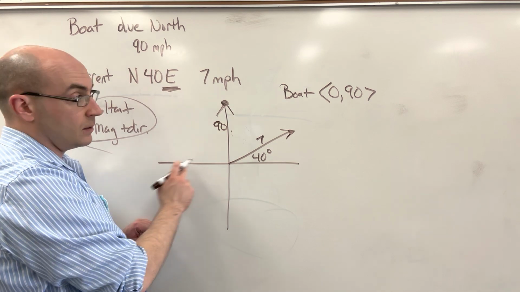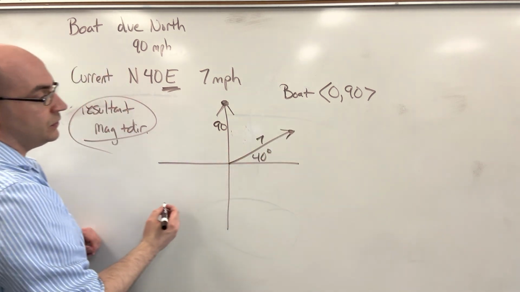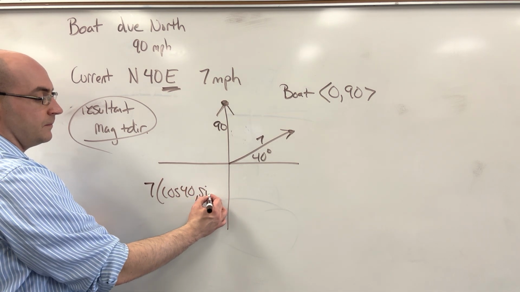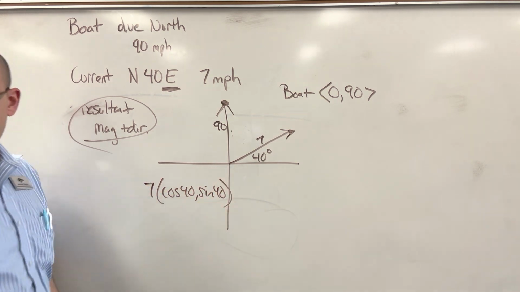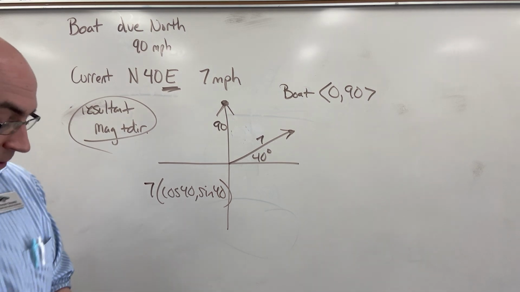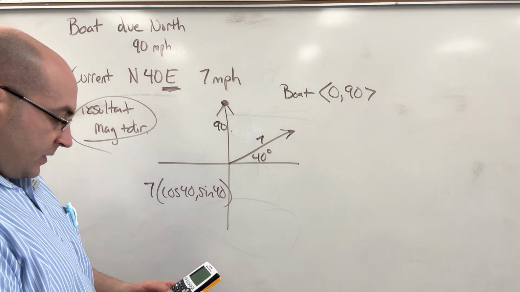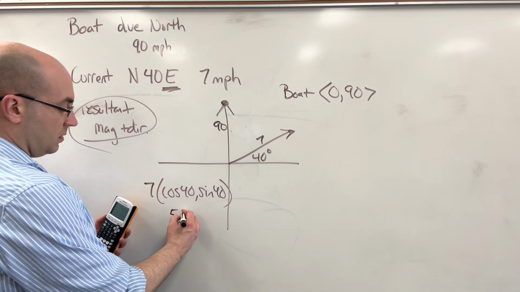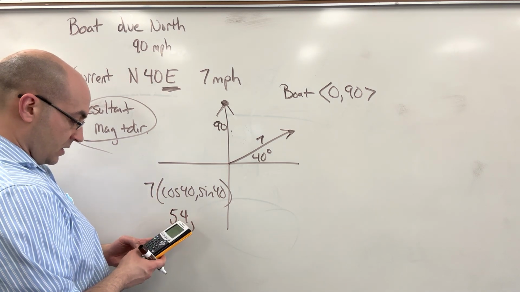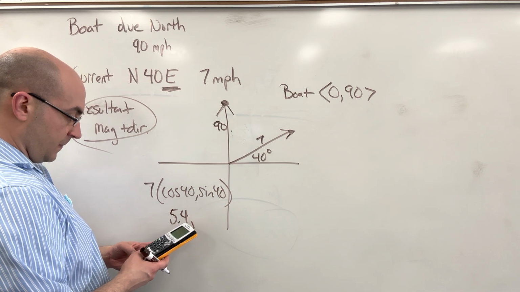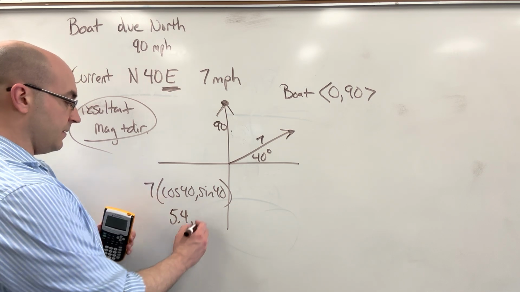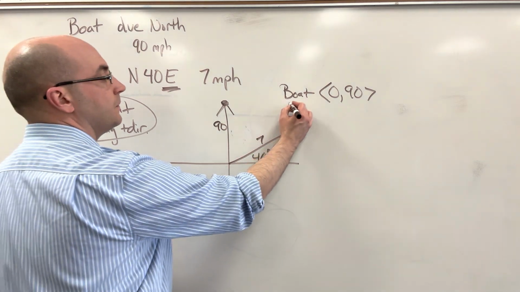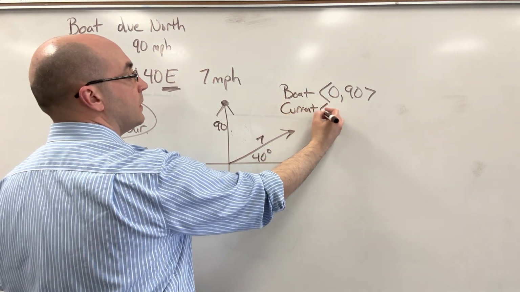I'm going to use trig form to find the component. So we're going to do 7 times cosine 40, sine 40, okay? And that's going to give me the component form of that vector. So let's do that. 7 times cosine 40 is 5.4, and 7 times sine 40 is 4.5. That's the component of the current. So now I have both.